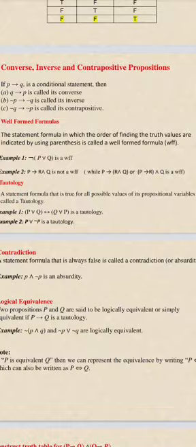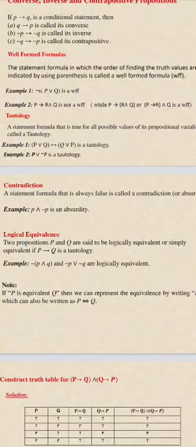But P implies (R and Q) uses parentheses. The other one, P implies R, also uses parentheses. These are called well-formed formulas.